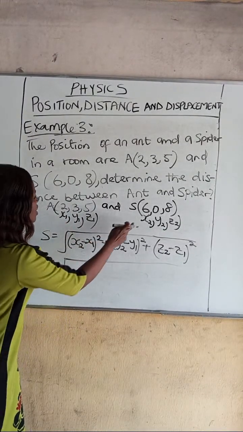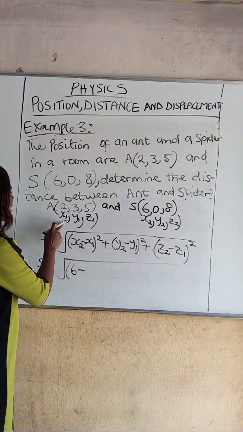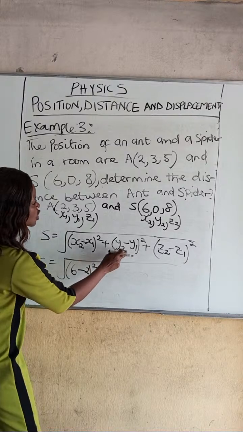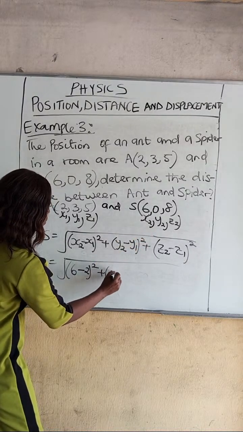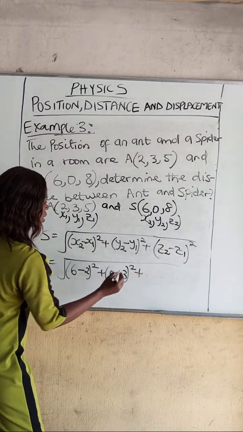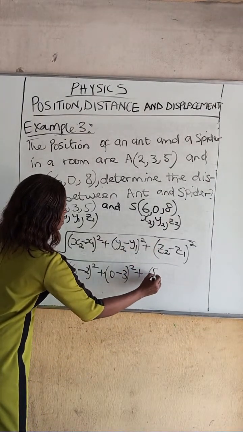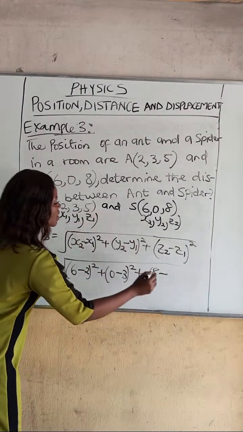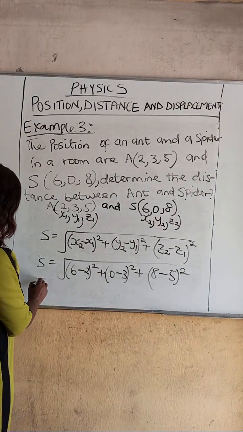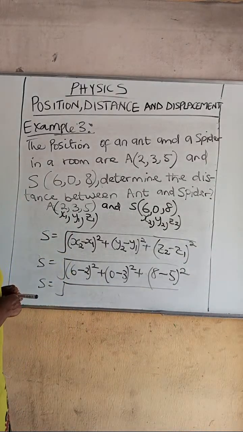What's my x2? 6. So I put my bracket: 6 minus my x1, which is 2, all squared, plus my y2, which is 0, minus my y1, which is 3, all squared, plus my z2, which is 8, minus my z1, which is 5, all squared. And the next thing we are going to do is to use our knowledge of mathematics to work it out.